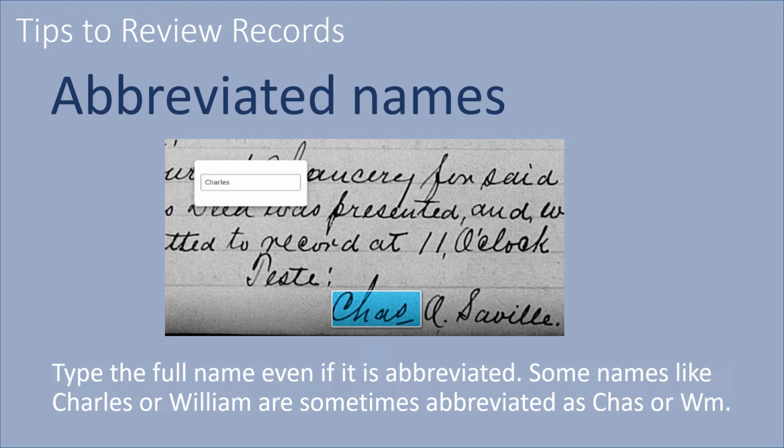Abbreviated names. Type the full name, even if it is abbreviated. Some names like Charles or William are sometimes abbreviated as CHAS or WM. You'll see many things abbreviated, but I have found that they usually have it spelled out. So you leave it as the name, the full name, all spelled out.